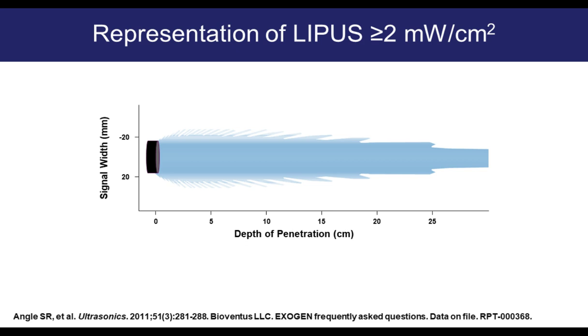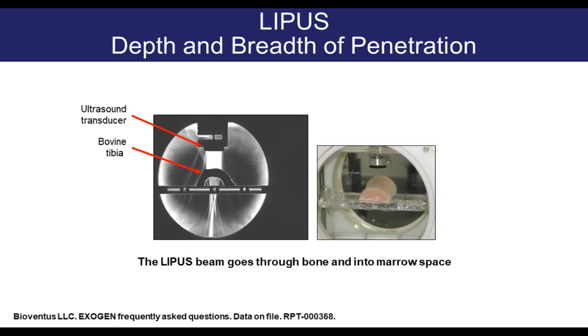This is just a photograph on the right of this model, and then a demonstration of the waves in this bovine tibia. And you see the ultrasound transducers at the top. You can see the waves of ultrasound coming down and contacting the outer cortex of that tibia.